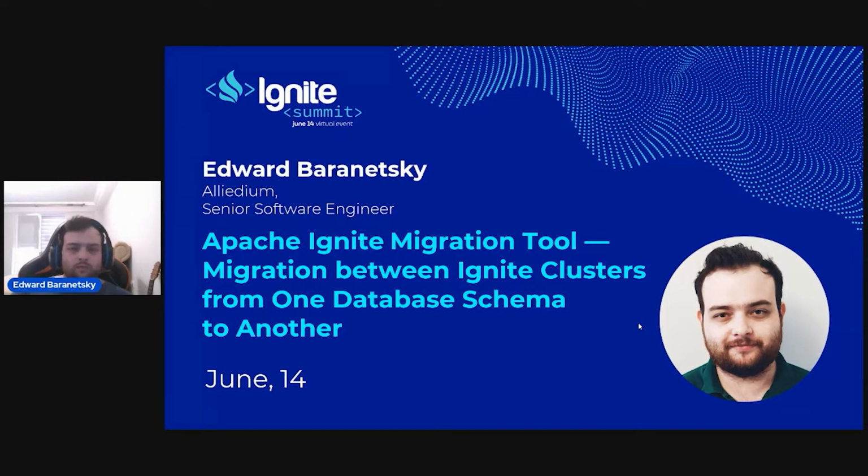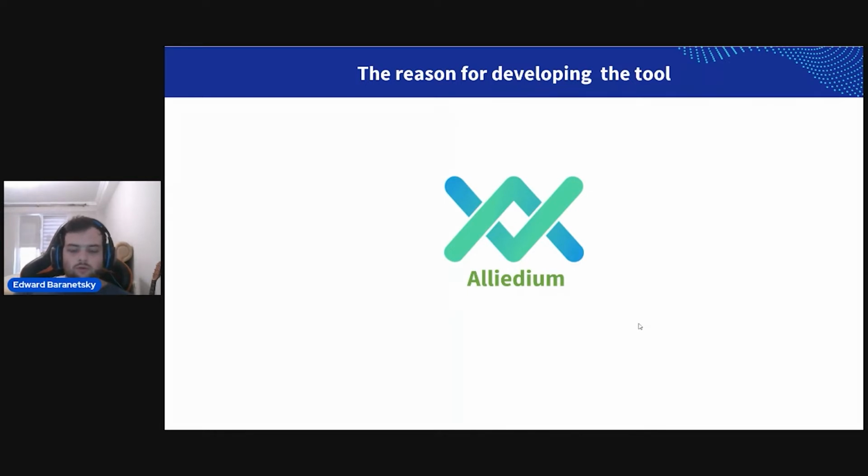Before I tell you more about the Ignite Migration Tool, let's start with some history and reasons why we have developed it. So we, with the team, were developing Alledium. It's an AI solution aimed to fill or update Jira issues based on historical data. What matters for us here is that Alledium uses Apache Ignite as a distributed database, and not only.